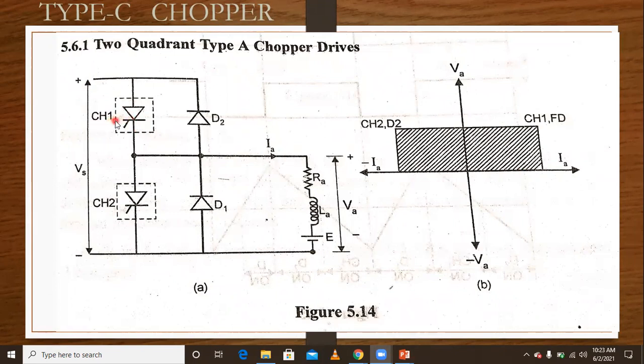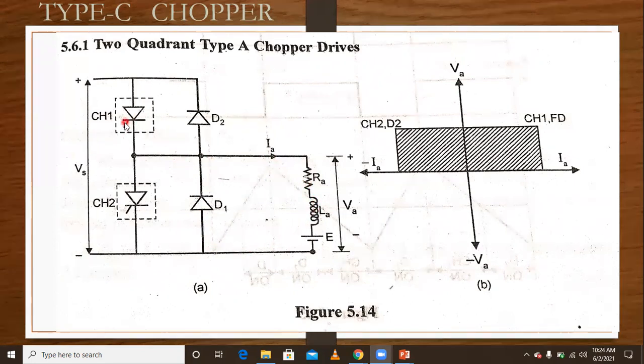When chopper CH1 is in the on state, the armature current flows in this direction. When chopper CH1 is in the off state, the current is also in the same direction. That means freewheeling action comes into the picture. When chopper CH1 is off, the armature current IA freewheels through diode D1, and IA decreases. Understood? IA is decreasing.